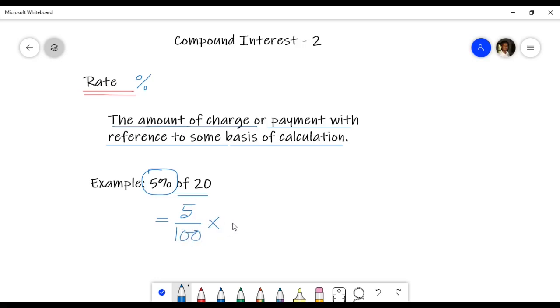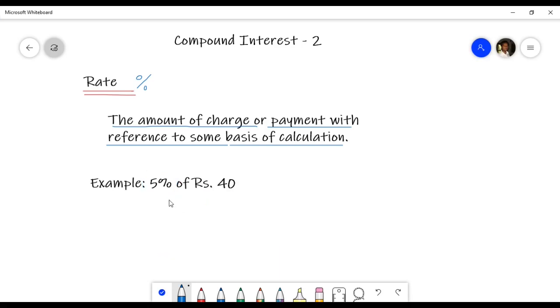Percent refers to per 100. That's why we write it as a fraction. 5 by 100. Of refers to multiplication. So 5% of 20 would be 5 by 100 into 20. That is 1.